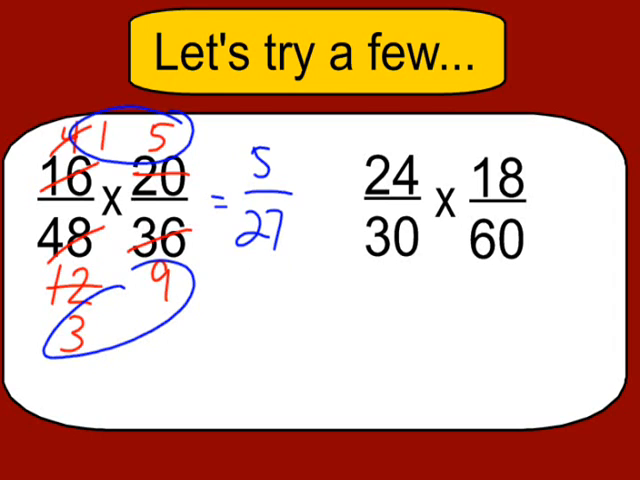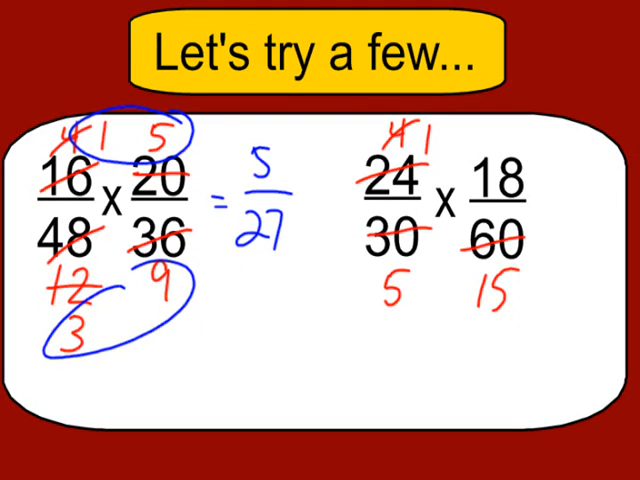Let's look at the next one. Again, a lot of different ways we could tackle this one. I'm going to start with 24 and 30, and I notice that 6 is a common factor of both those numbers. 24 divided by 6 is 4. 30 divided by 6 is 5. I then notice that 4 and 60 share a common factor of 4. 4 divided by 4 is 1. 60 divided by 4 is 15.